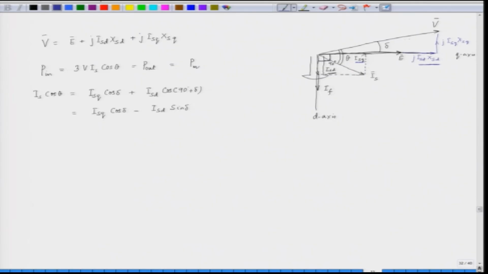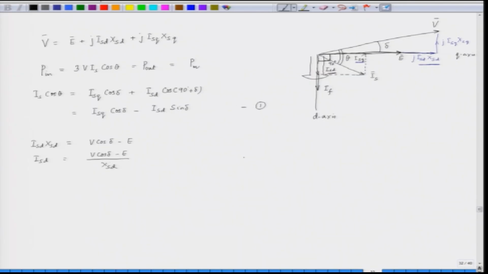If we find out the component of the voltage along the q axis and subtract E from V, we get the I S D x S D drop. So, we can say that I S D x S D is equal to V cos delta minus E. So, what is I S D? I S D is equal to V cos delta minus E divided by x S D. So, this is our, let us say, equation 1 here.